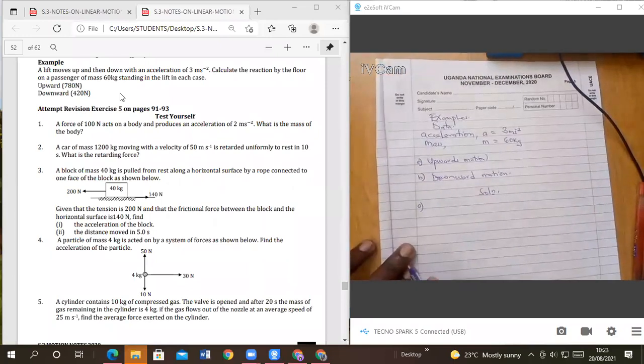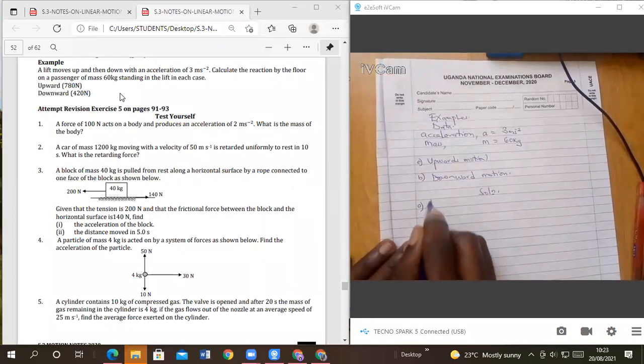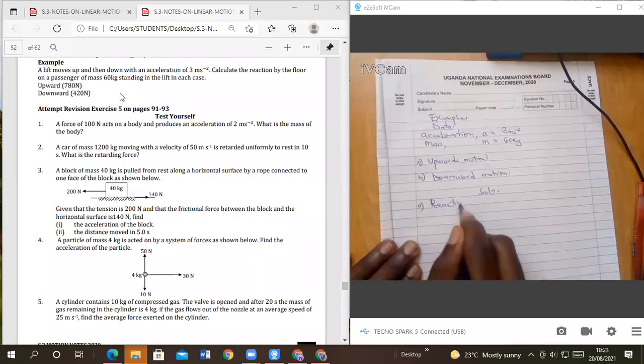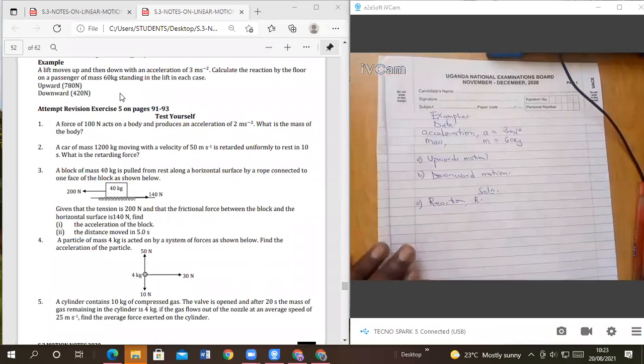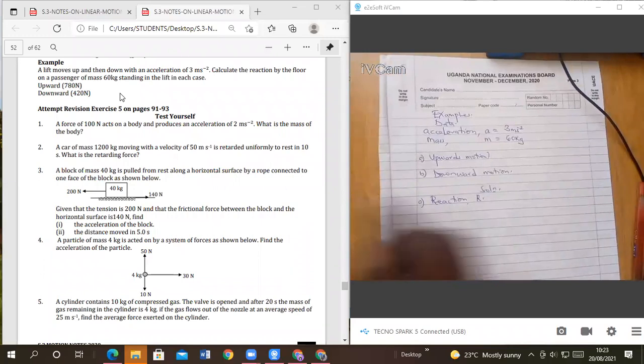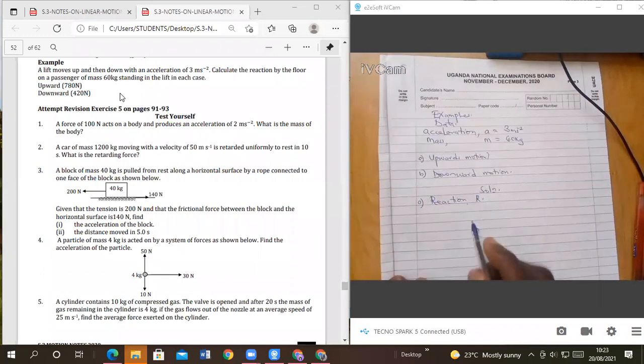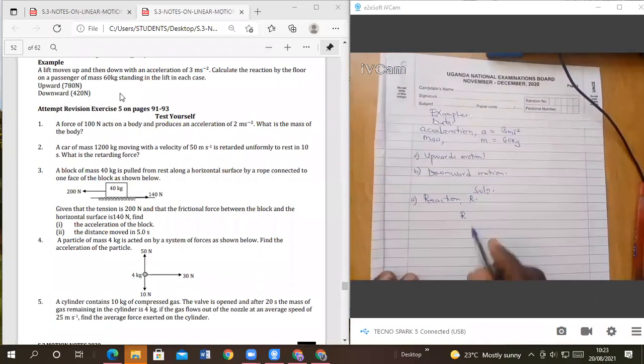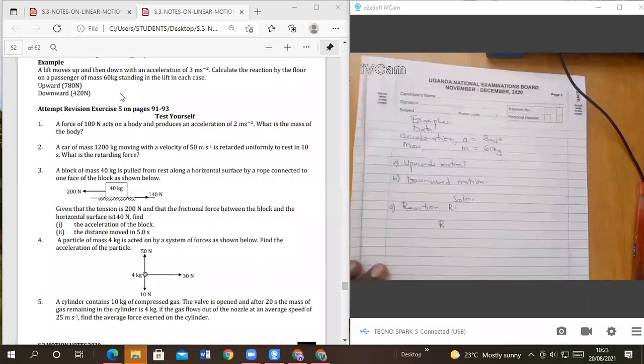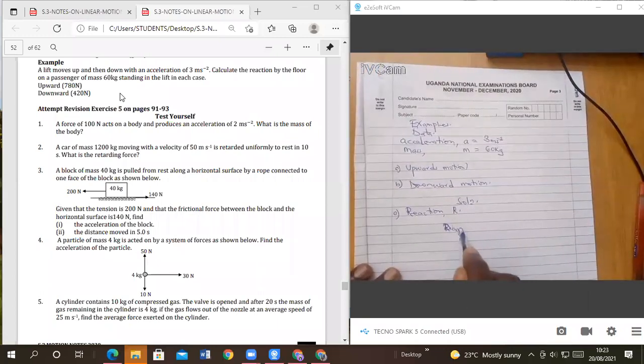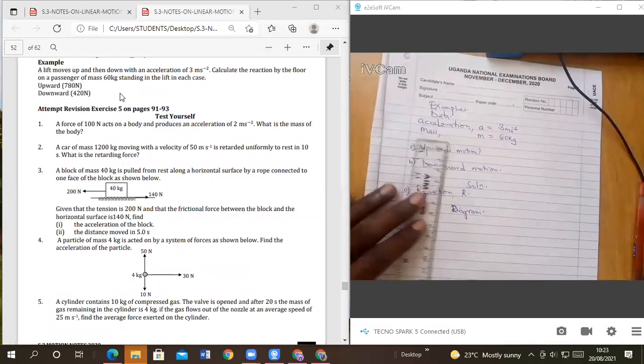Yes. So let's start with part A. They want us to find the reaction R. When the lift is moving upward, the reaction is given by R is equal to. So let me give a simple sketch diagram for that so that you can see. Don't cram, please.